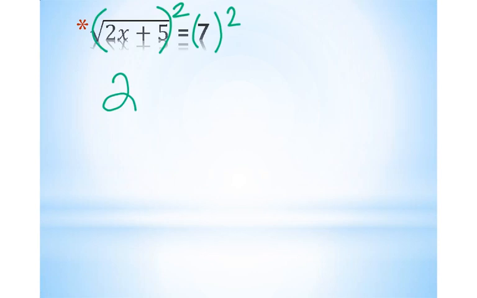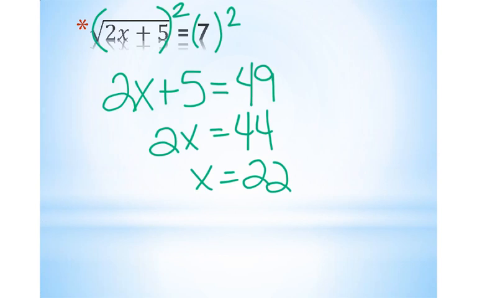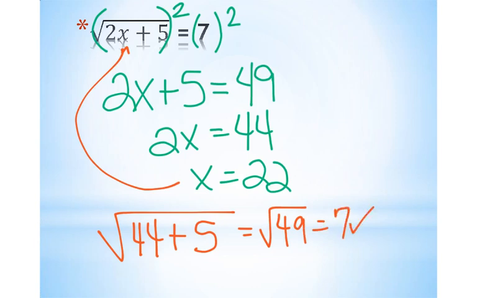The square root of 2x plus 5 squared is 2x plus 5, and 7 squared is 49. Now it's just a simple two-step equation, and you're going to get x is equal to 22. Now you have to check, so we're going to put this back in there. The square root of 2 times 22 plus 5 is the square root of 49, which is equal to 7, and so it checks. So my solution is 22.